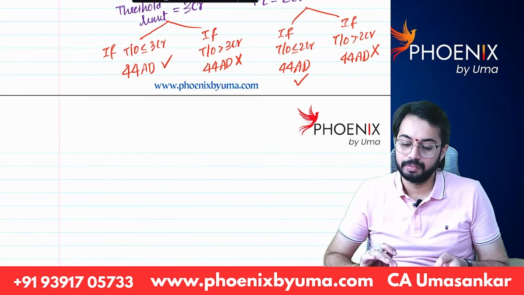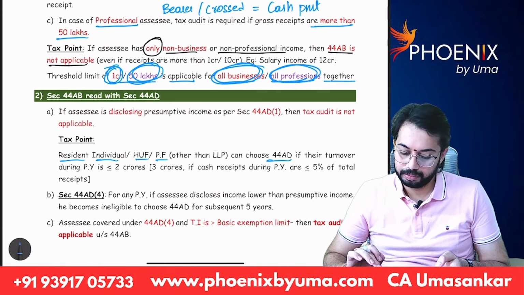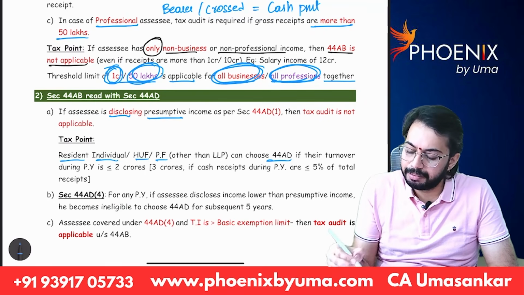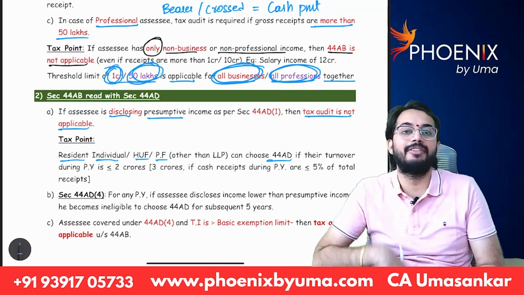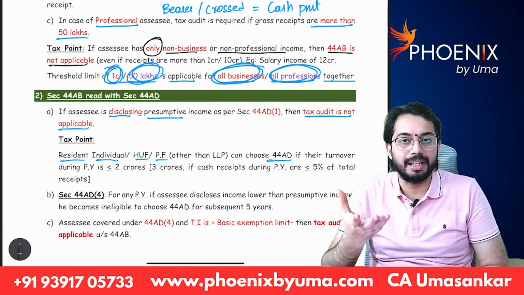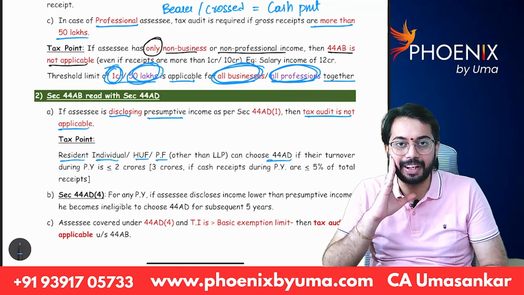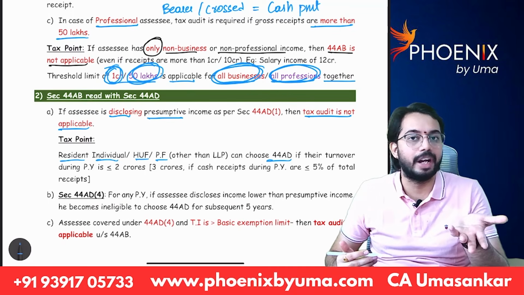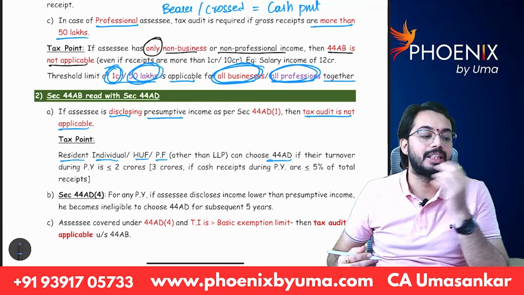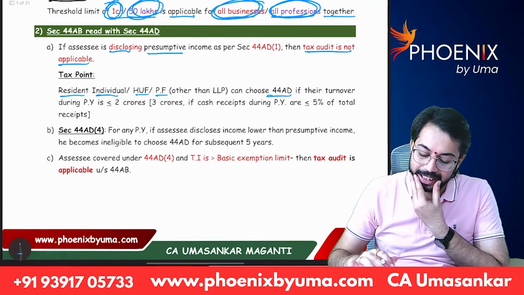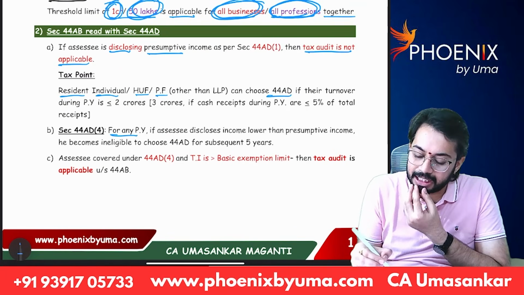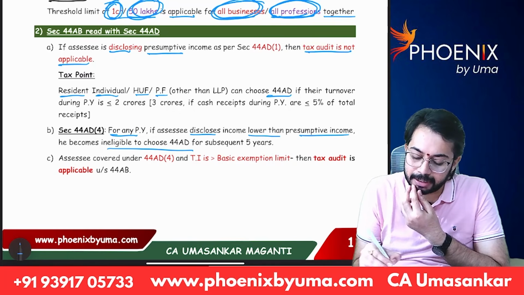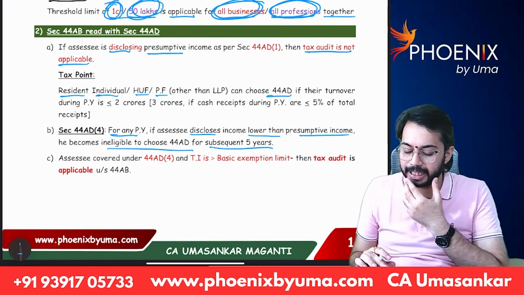Next. See, those who are disclosing presumptive income, for them, tax audit is not applicable. We have discussed. If anyone is disclosing presumptive income, they are not required to maintain books of accounts. Tax audit is not applicable. So, if I am choosing 44AD or 44ADA, presumptive provisions, tax audit is not applicable. But the point is, for any previous year, if an assessee discloses income lower than presumptive income, he becomes ineligible to choose 44AD for subsequent 5 years.